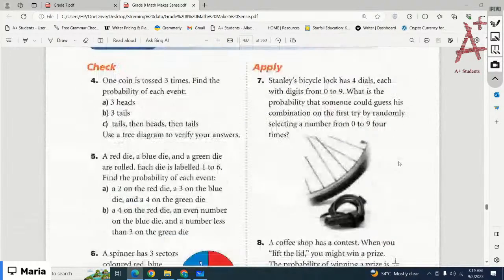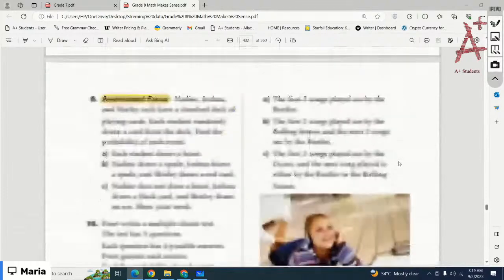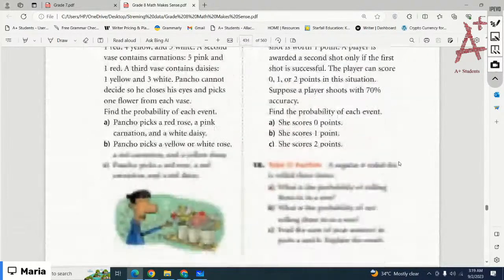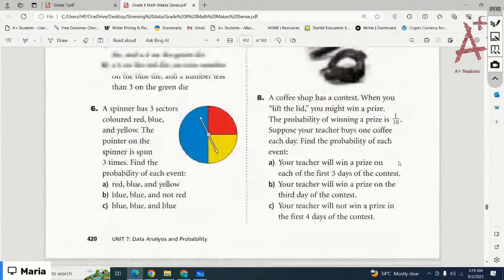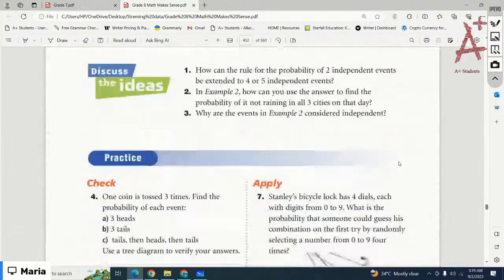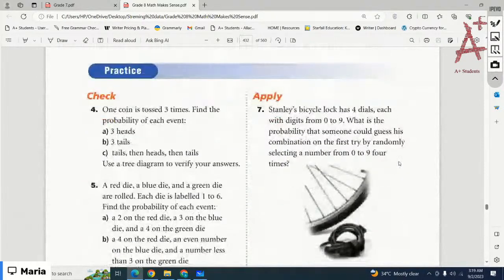Okay, here are the practice questions. Let's just start with the practice questions. Okay, let's start with question number 4. One coin is tossed 3 times. Find the probability of each event. The first one is 3 heads, 3 tails. Okay, let's just start with the 3 heads and 3 tails.